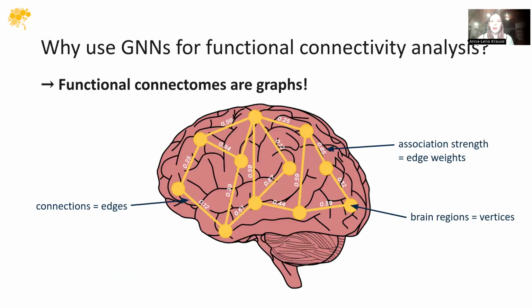And why should we use graph neural networks to analyze functional connectivity data? Well, because functional connectomes are actually graphs. So you can see it here in this picture. You can see a functional connectome, which is also a graph where the nodes are the brain regions, the connections again are the association strengths, which would be the edges of the graph, and the association strengths, the white little numbers, would be weights on the edges of the graph.